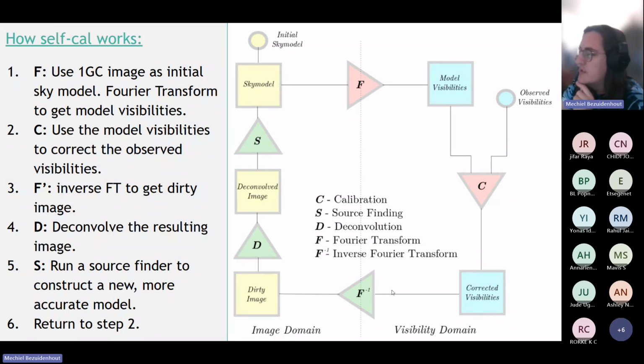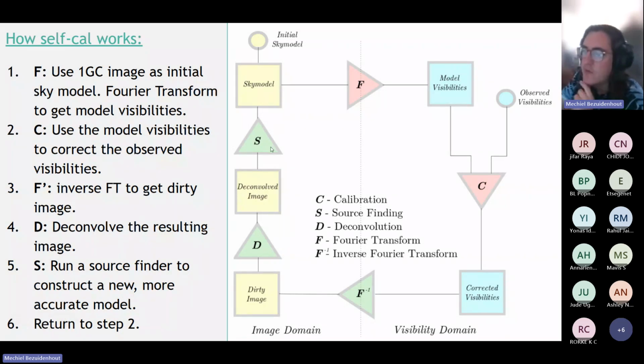Then we move to the image domain by doing an inverse Fourier transform. This gives us back a dirty image. And then we can deconvolve this image to get a deconvolved image. We deconvolve it from the dirty beam, and then we get a deconvolved image in which we do source finding. So you search for a source within the image, and then using that source that you have found, you construct a new, more accurate model.